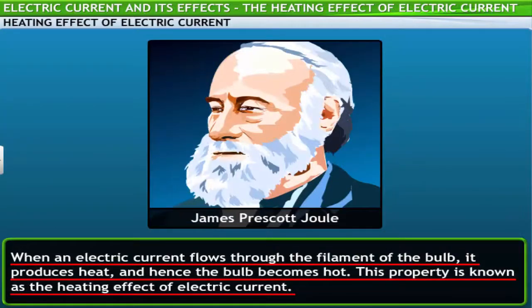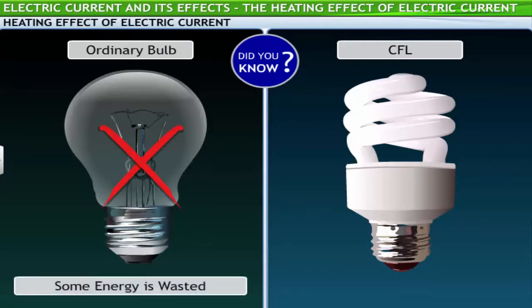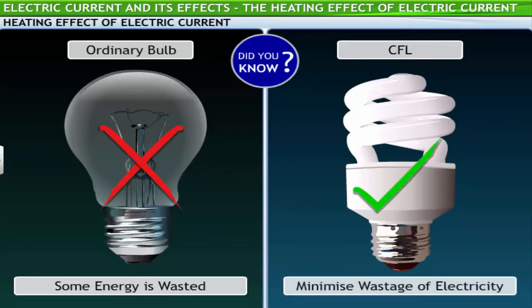So, never touch a lighted bulb. This property was studied by James Joule in the 19th century and is today known as the heating effect of electric current. Did you know? An electric bulb is used for light, but part of the energy received by the bulb gets used up due to the heating effect. Thus, some electricity is wasted. Using compact fluorescent lamps or CFLs in place of ordinary bulbs can help minimize wastage of electricity.